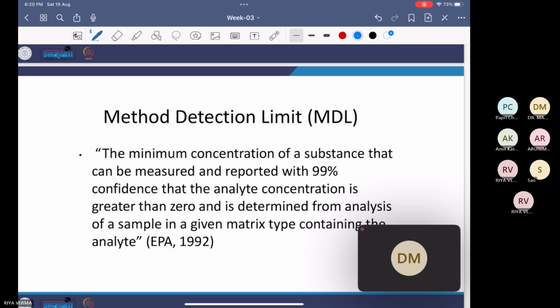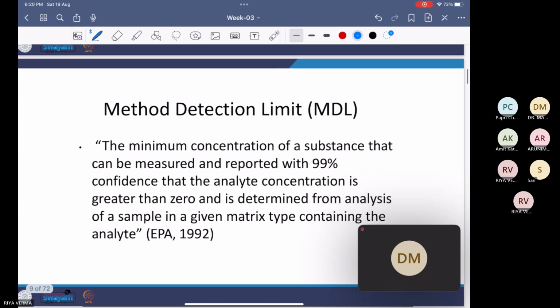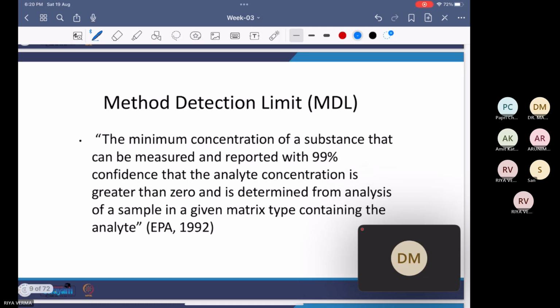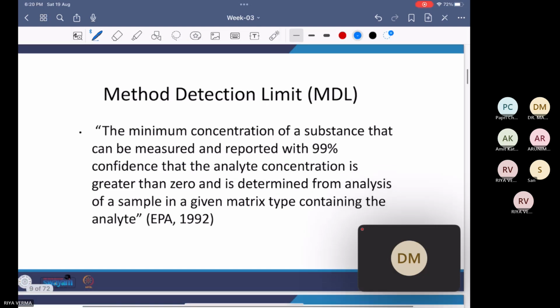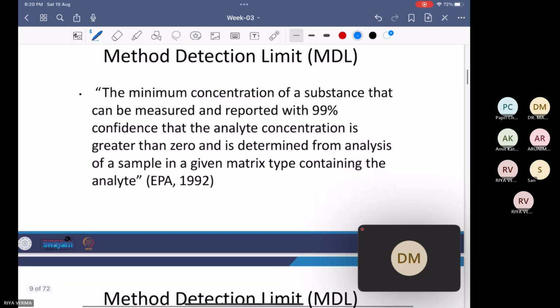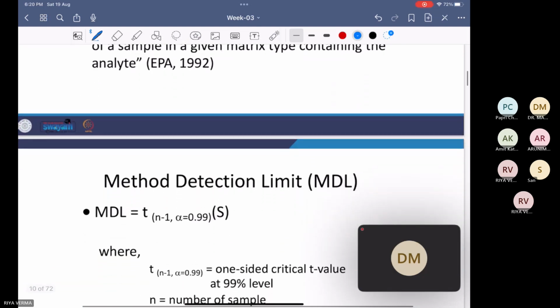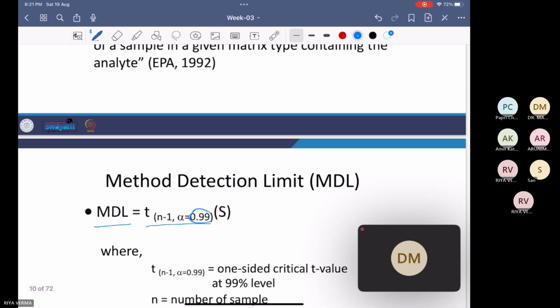So basically, it is the minimum concentration of a substance that can be measured, either by your experimental observations or by us, and it can be reported with 99% confidence that the value is greater than zero. So we have a formula for the method detection limit, that is MDL equals t(n-1, alpha), where alpha equals 0.99. That is, we are reporting a certain value with 99% confidence.